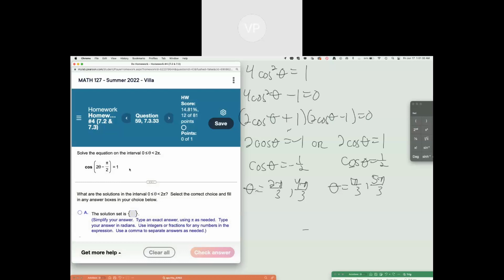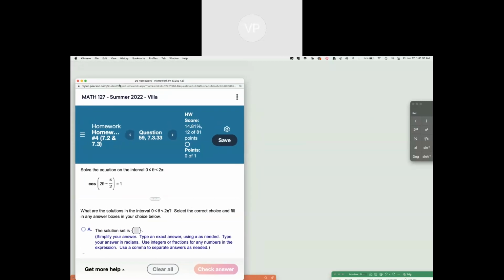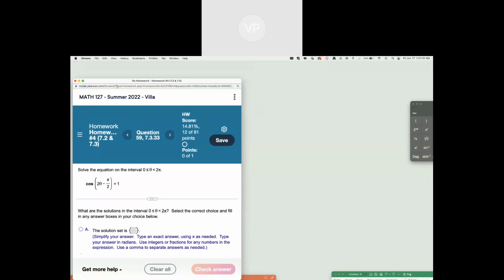Okay, let's see 59 here. All right, now we get that 2 theta. So this is going to take a little bit more writing. Let me show you how we go about this. This is going to take the whole screen. They want to know what's the solution to this equation, cosine of 2 theta, notice all that's in the parentheses, cosine of 2 theta minus a half equals 1.